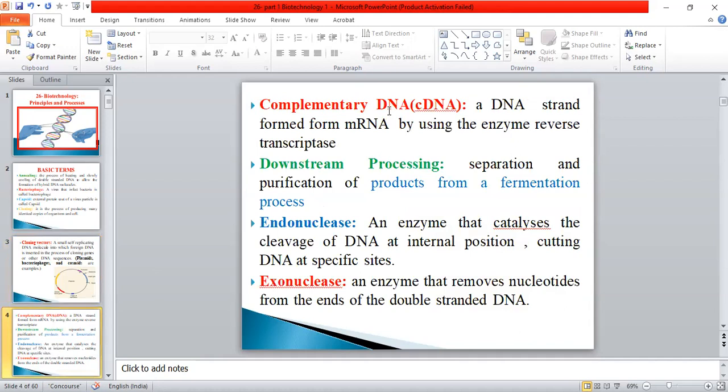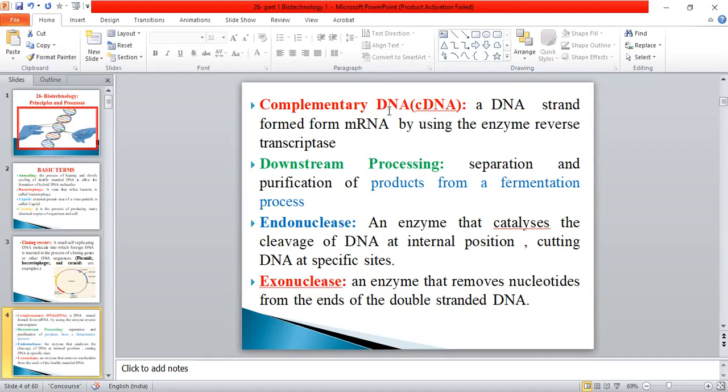Next one is called complementary DNA, simply called cDNA. We already studied it yesterday, isn't it, my dear? A DNA strand formed from the mRNA. This is very, very important. Complementary DNA means the exact DNA molecule strand produced from the mRNA by using the enzyme reverse transcriptase. It is otherwise called small c DNA.